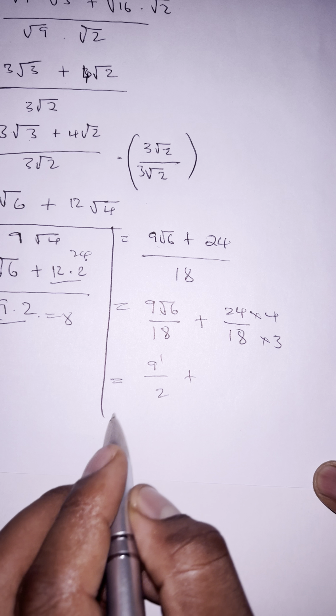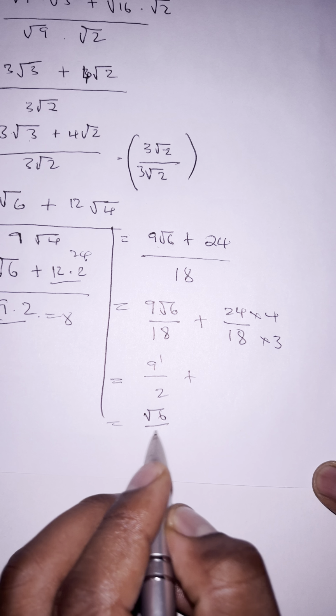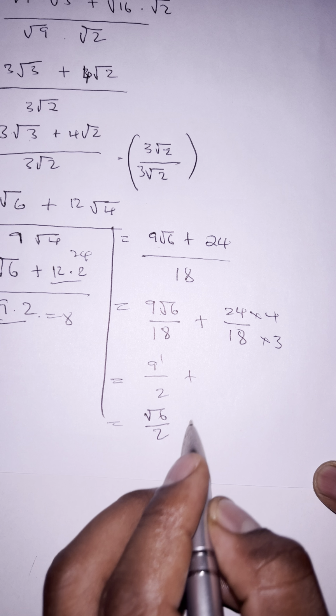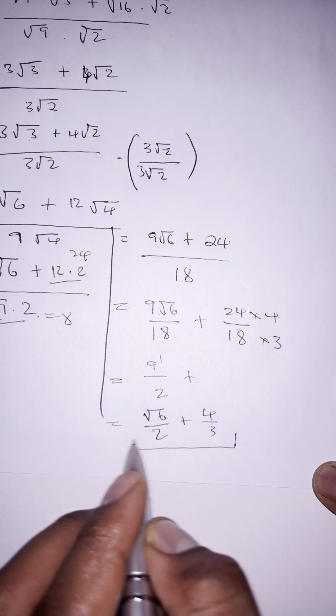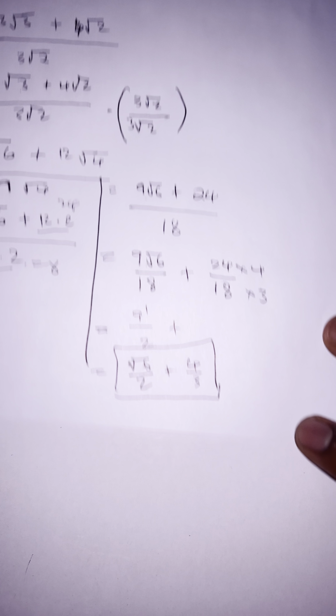Now, what is left is the square root of 6 over 2, and then plus 4 over 3. This is our final answer.